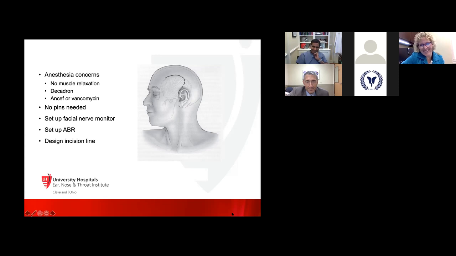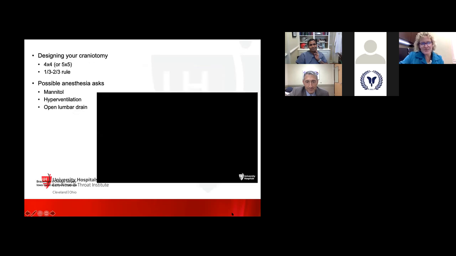So we're also going to set up the ABR and design your incision. The craniotomy for this is a pretty small craniotomy. It doesn't have to be that big, somewhere between 4 by 4 centimeters or 5 by 5 centimeters. The position of the craniotomy is quite important though, because you want to make sure that you are anterior enough that you can dissect out the IAC. So generally I'm positioning the craniotomy about 2/3 of it in front of the root of the zygoma, or centered on the root of the zygoma, or 2/3 in front of the top of the EAC.